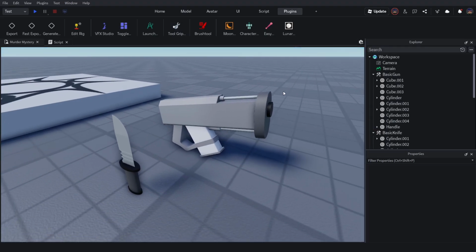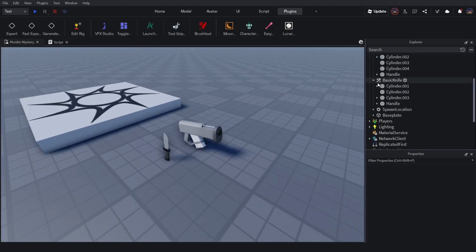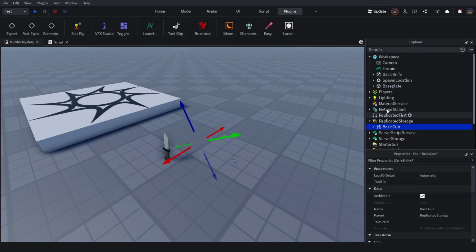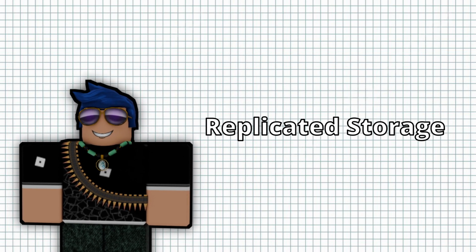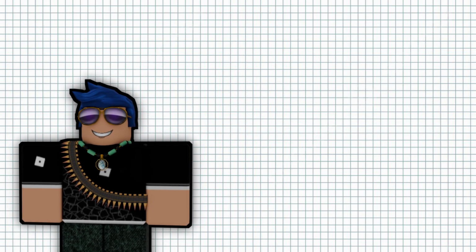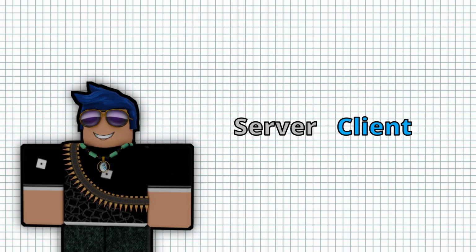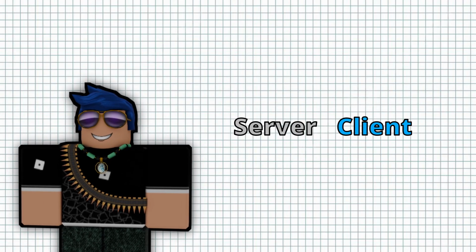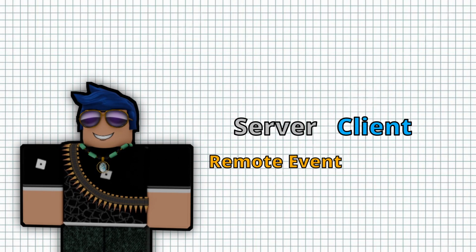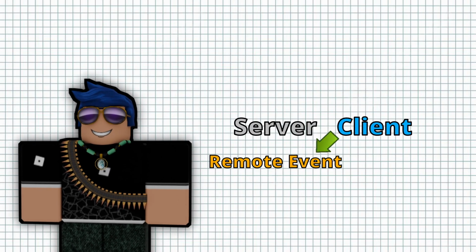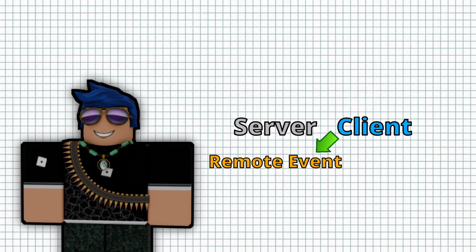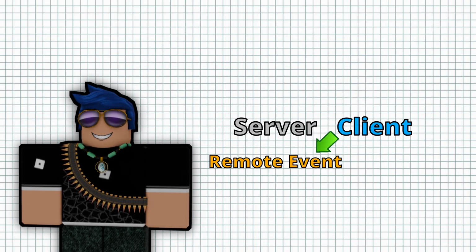Next things next, we need to start looking into our scripts after we put this in ReplicatedStorage. ReplicatedStorage is used to store things that you want both the server and the client to see. For example, if we put a remote event in ServerStorage instead of ReplicatedStorage, the client would not be able to see the remote event and would not be able to use it.